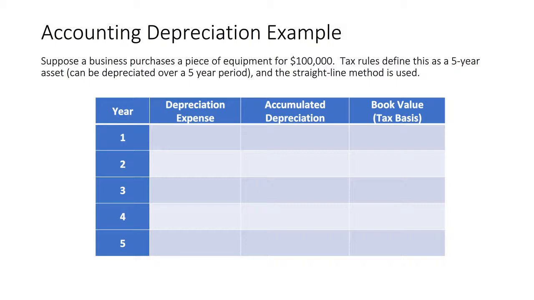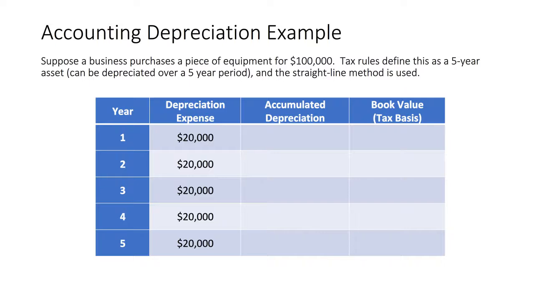So again, a very simple example, we're going to think of a piece of equipment that is purchased by a business for $100,000, and we're going to fully depreciate this asset. So all $100,000 will be recognized as an expense over multiple time periods. And we're going to think of this equipment being defined as a 5-year asset, so it can be depreciated over a 5-year period. And we're going to use the simplest depreciation method, which is the straight line method. So we take the total depreciation expense that we have, which would be $100,000 in this case, and we depreciate that equally over the 5-year useful life of this asset.